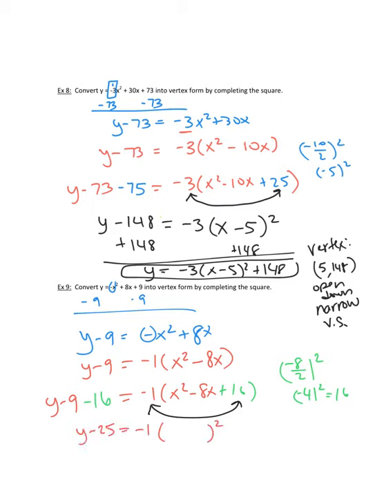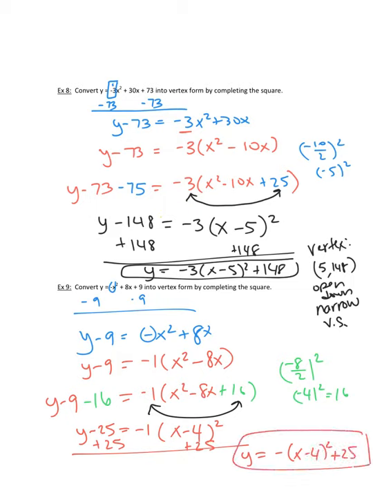and then you express this as a binomial squared. 4 plus 4 is 8, 4 times 4 is 16. There's a negative in the middle, so it'll be x minus 4 squared. Now I just add 25 to isolate the y, and I have y equals, I can make the 1 invisible, I could just put negative x minus 4 squared plus 25.